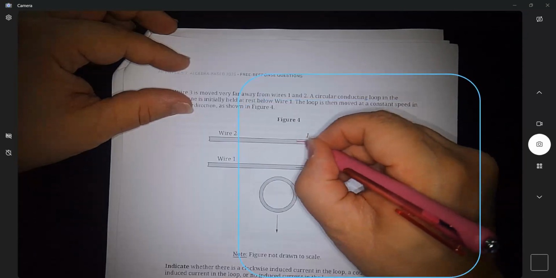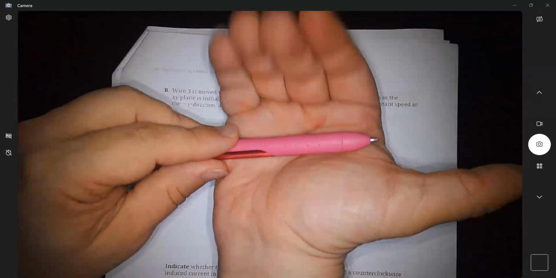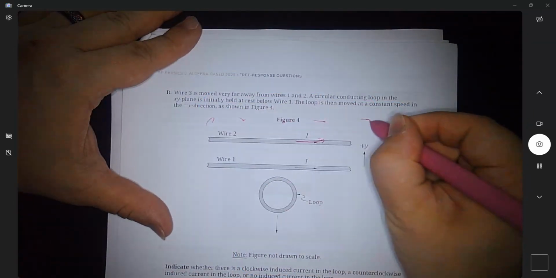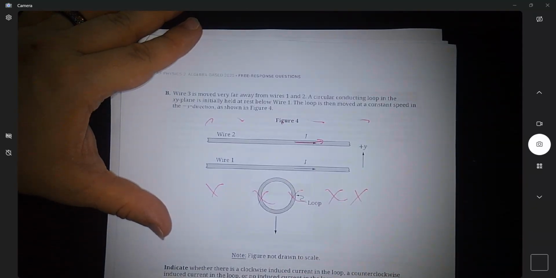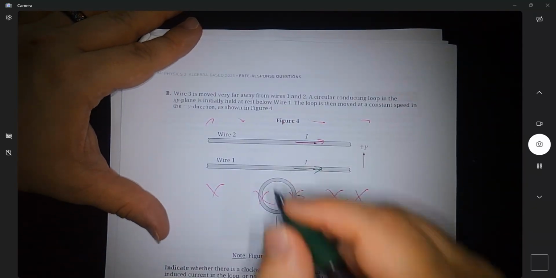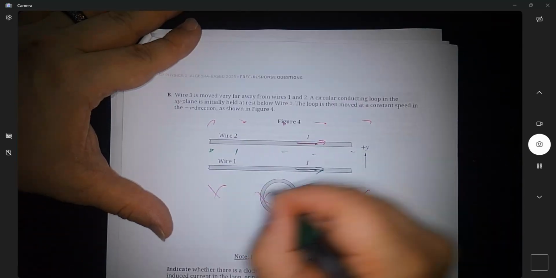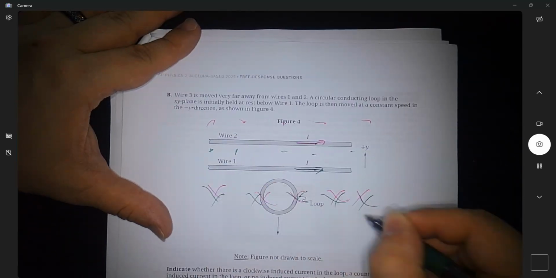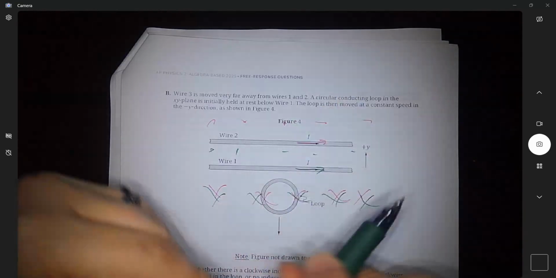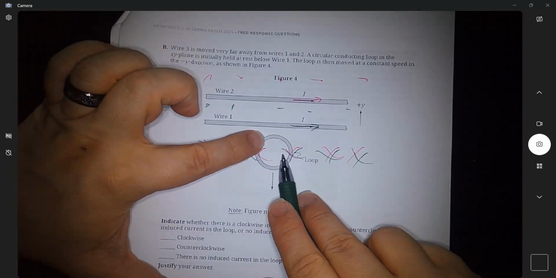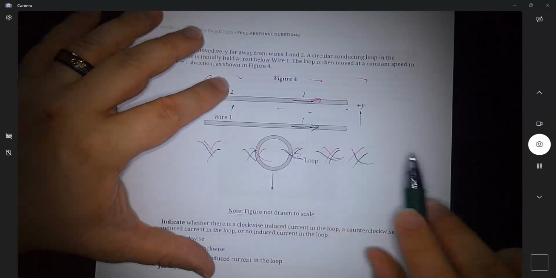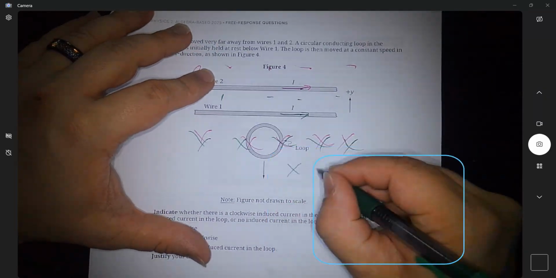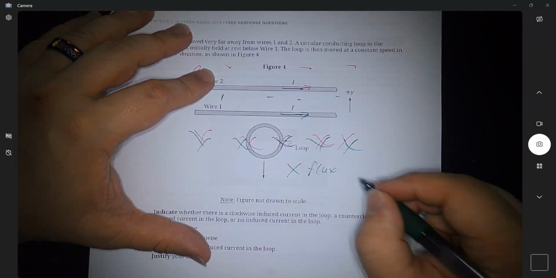Okay, so we said before that we're going to have dots and x's due to the pink wire. And then now due to the green wire, we're also going to have dots and x's, because of the way it's pointing the same direction, right? So as this loop moves away, what's going to happen is that the x flux, the into the page flux, decreases.